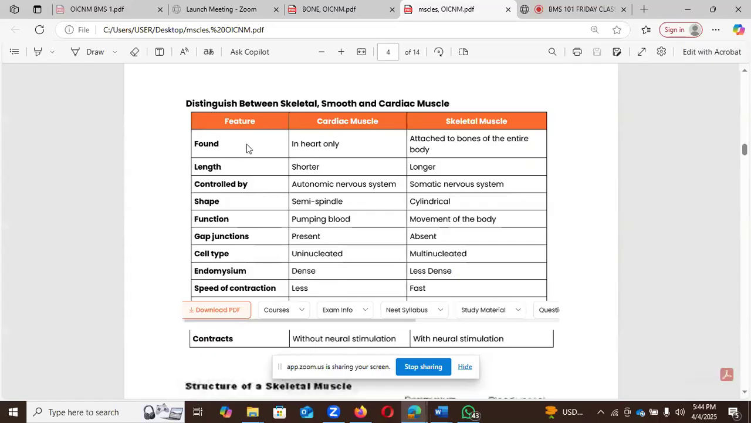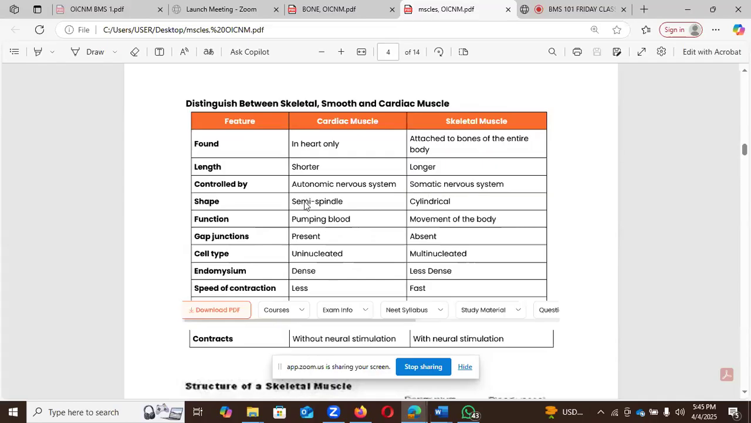Again, in terms of location between the two, found in the bone, found in the heart. The length: cardiac muscle is shorter, skeletal muscle is longer. What controls it? The autonomic nervous system controls it because it is involuntary. Then this one, the somatic nervous system, that is you yourself under your will, you control it.